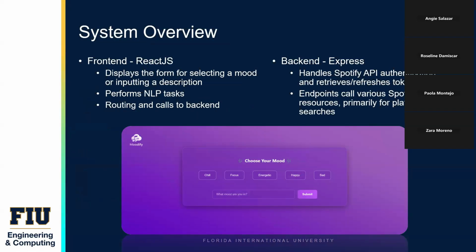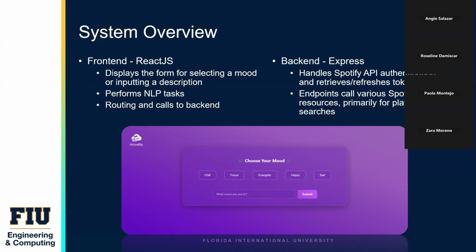Let's look at the system architecture behind Moodify. This screenshot here shows the 5 mood buttons. So we have chill, focus, energetic, happy, and sad that the user can choose, and then the app generates 5 playlists for those moods. And there's also a text box where the user can type how they're feeling and then submit that mood.